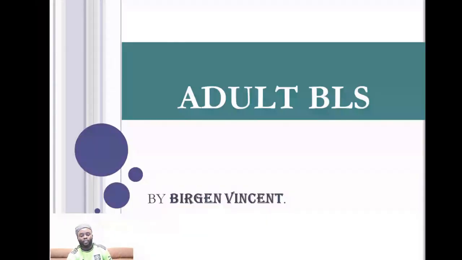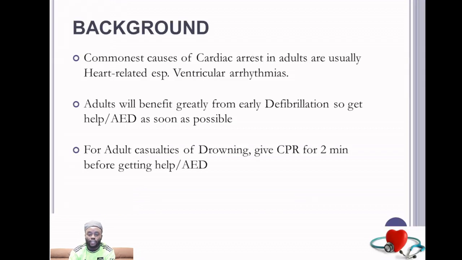So, hi guys, welcome. Today we're going to be talking about adult basic life support, and here we're going to see what actions one is supposed to take in case you encounter a victim who's had a cardiac arrest. First of all, the commonest cause of cardiac arrest in adults is usually heart related, especially ventricular arrhythmias. So, adults will benefit greatly from early defibrillation.